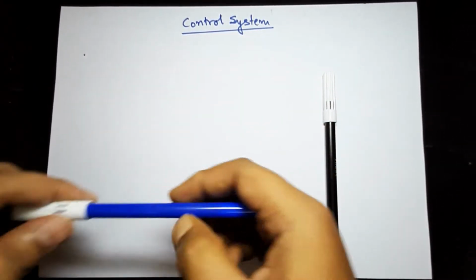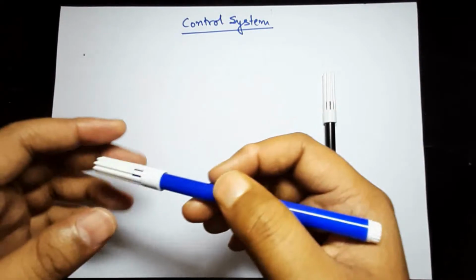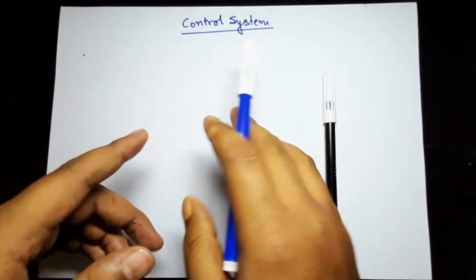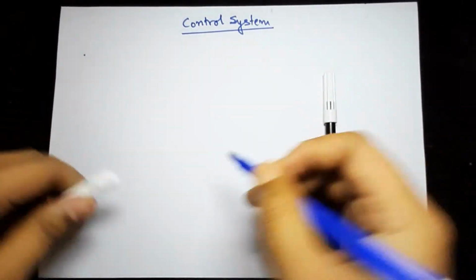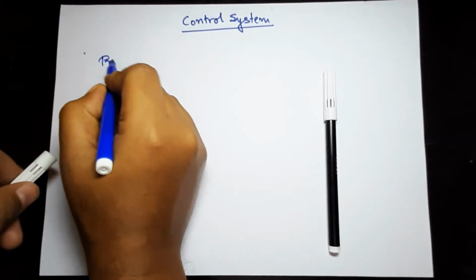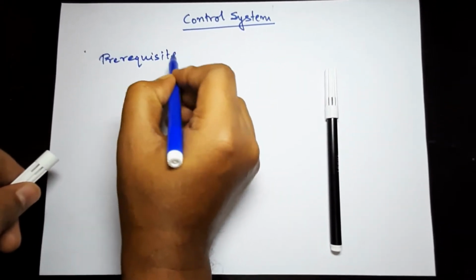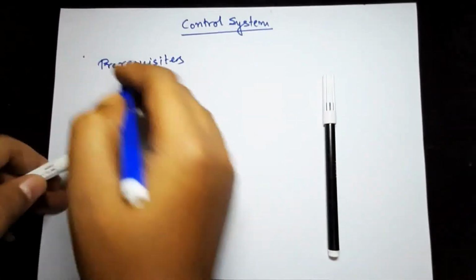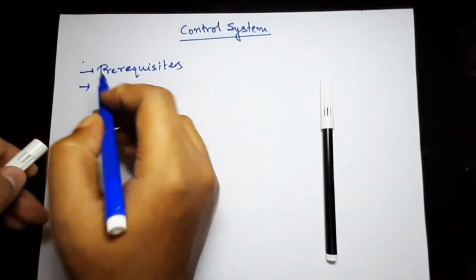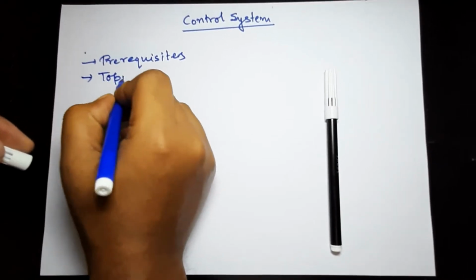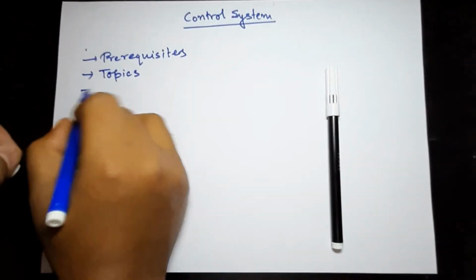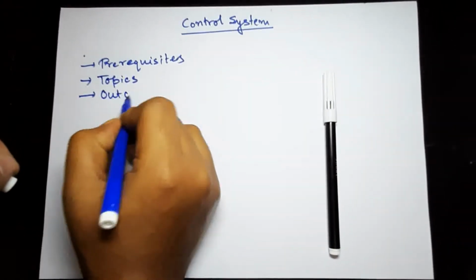This video is the introductory video of this lecture series. Here I will talk mainly about three things. What are the prerequisites of this lecture series? That is, what prior knowledge you should have before taking this course. What are the topics that will be covered in this series and the outcome of the course.